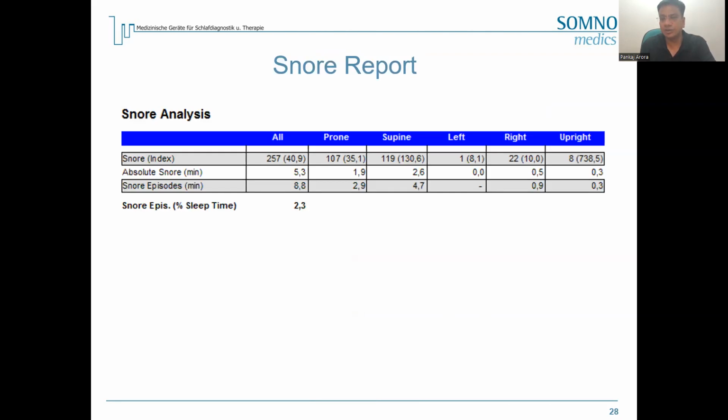The next sleep issue is snoring. We need to look at how many times the patient snores during the night, and at what decibel levels. We come to know this through the snore report. The snore report gives you a snore index. It shows a total of 257 snores with an index of 40.9. In the prone position he had 107, with an index of 35.9, and in the supine position his index was 150.6.